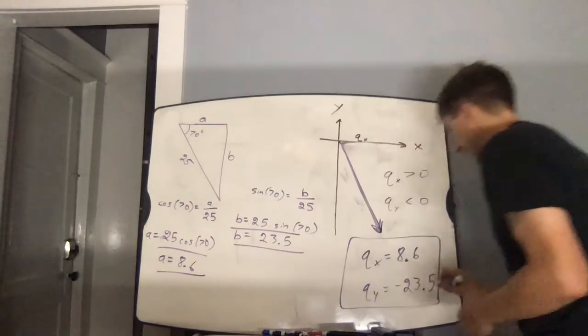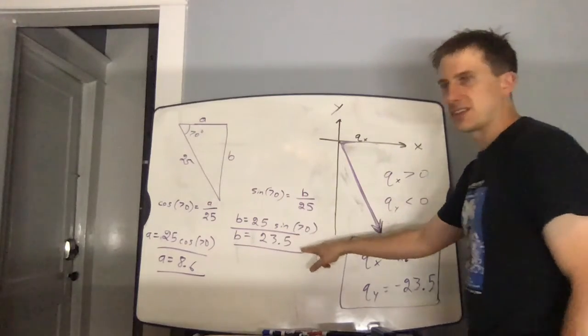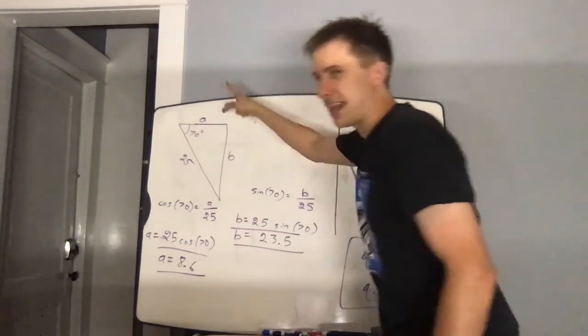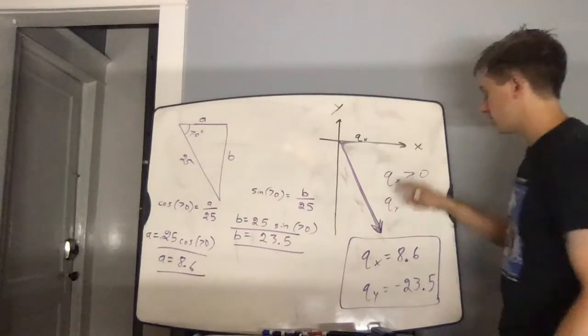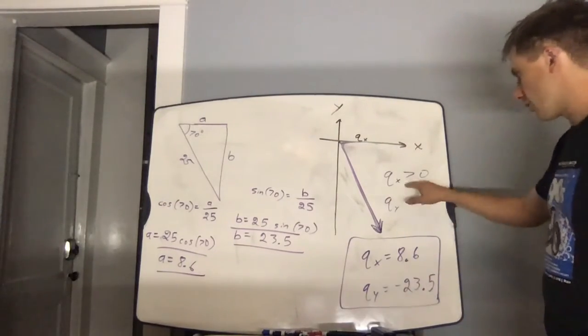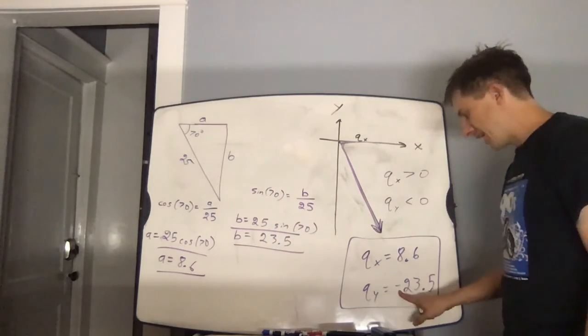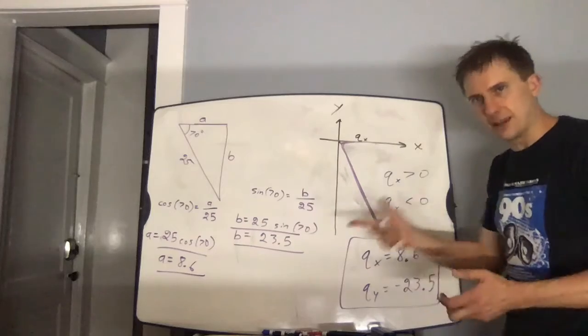And at this point I am done. So I found the size of the components. A and B are the size of the components, and then I need to look at the vector and determine, should I expect the component to be positive or negative, and I then put in a negative sign by hand if necessary.